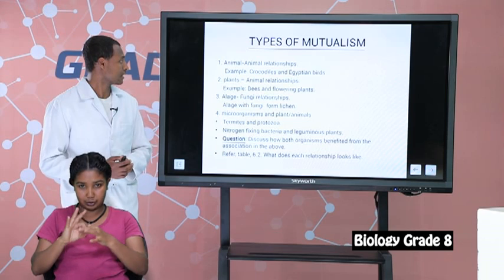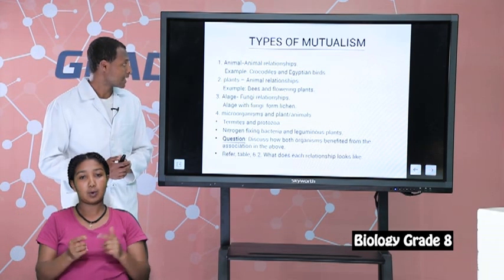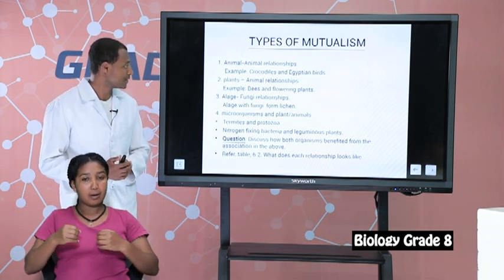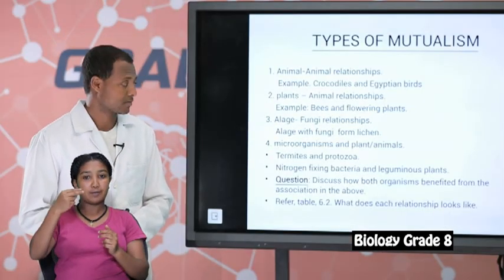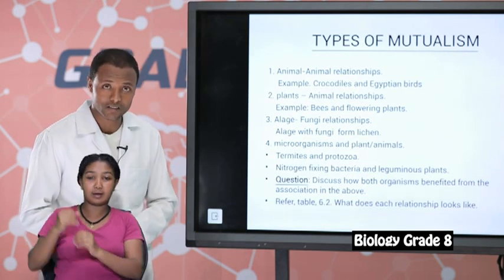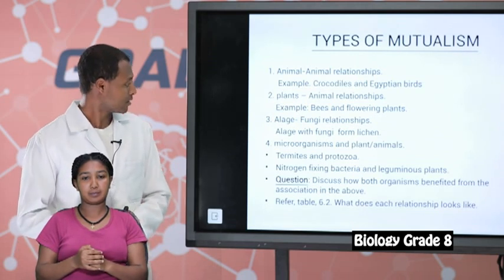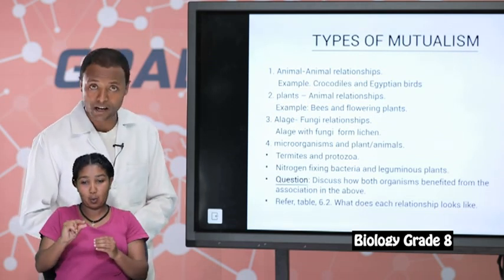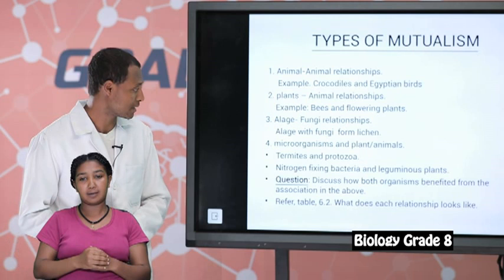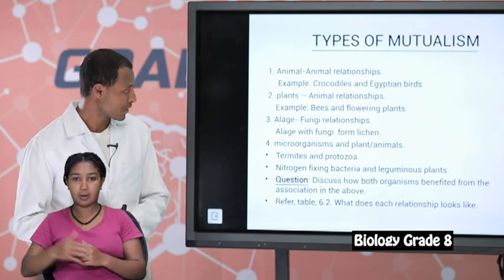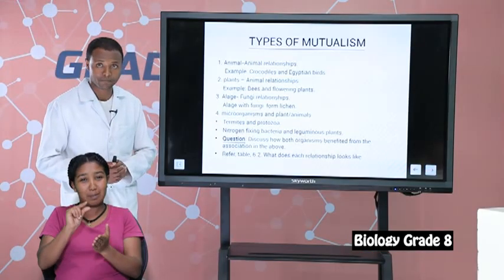Animal-animal relationships, for example, crocodiles and Egyptian birds. Plant-animal relationships, for example, bees and flowering plants. Algae-fungi relationships: when algae and fungi cooperate together, they form another organism, lichen. The fourth is microorganisms in plants or animals. Termites and protozoa, this is an animal and microorganism relationship. Nitrogen-fixing bacteria in leguminous plants. This is a relationship between microorganisms and plants.